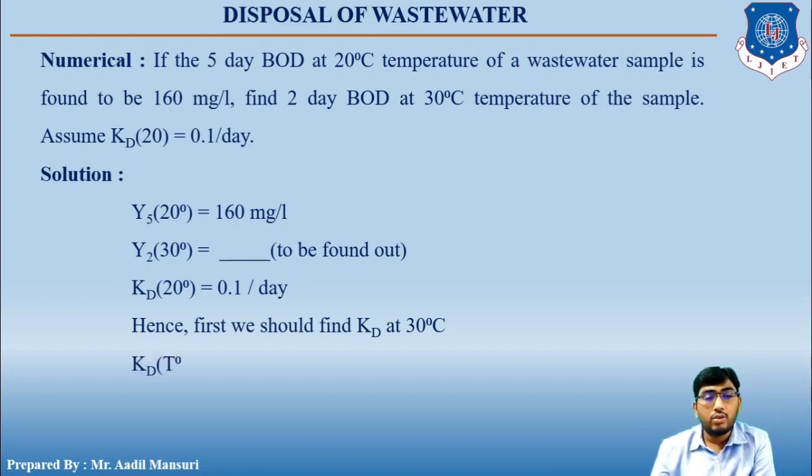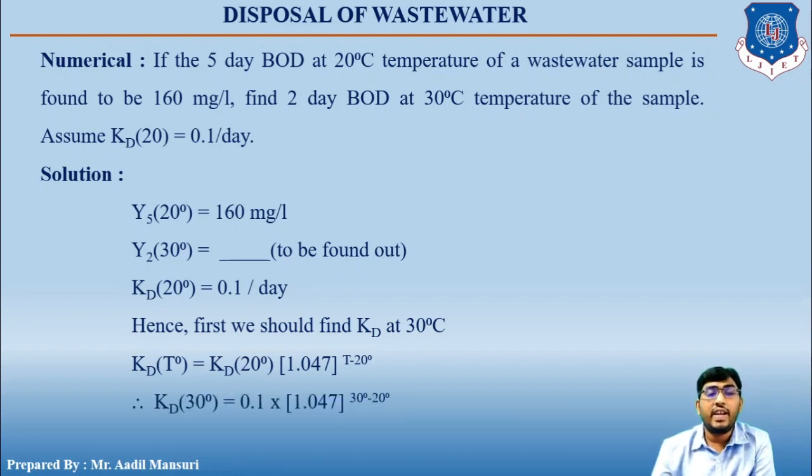Now to find out the constant, we have the formula: KD at any temperature T equals KD at temperature 20 degrees centigrade into 1.047 raised to T minus 20 degrees. That is, T should be the temperature at which we need to find the constant. So if we need to find the constant at 30 degrees centigrade, then we can write KD30 equals KD at 20 degrees, 0.1, into 1.047 raised to 30 degrees minus 20 degrees. So KD at 30 degrees comes out to be 0.158.